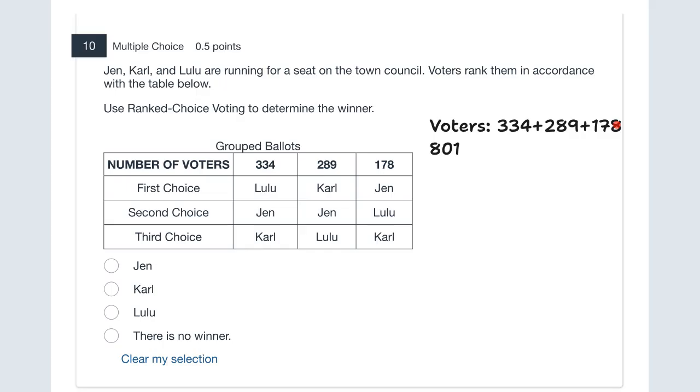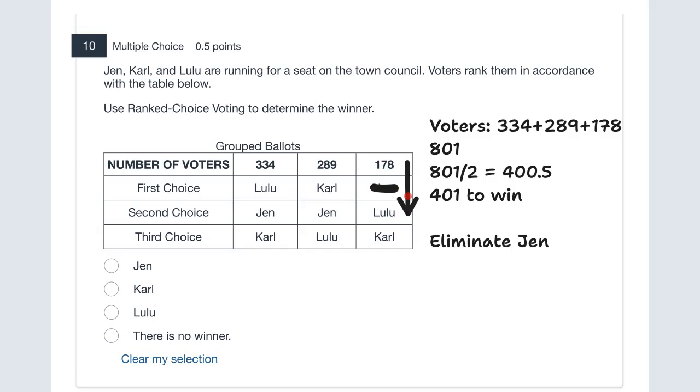So 801, right? And then 801 divided by 2 is 400.5, which means we need 401 to win. Has anybody got 401 yet? No. So eliminate. Who do we eliminate? We eliminate Jen in this case. And when we eliminate Jen, those votes go to Lulu.